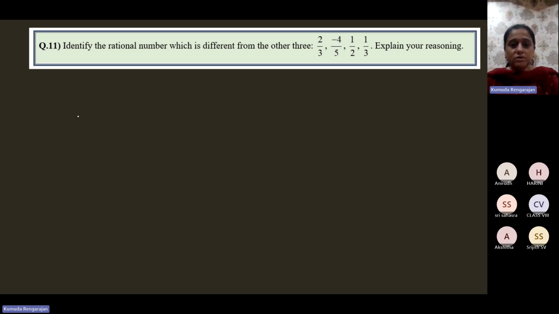Identify the rational number which is different from the other three. Explain your reasoning. Which is the rational number? You should identify the rational number which is different from the other three. There are four rational numbers in total. One is different from the other three. Which is that one, and what is the reason for you to pick that one as the odd one out?